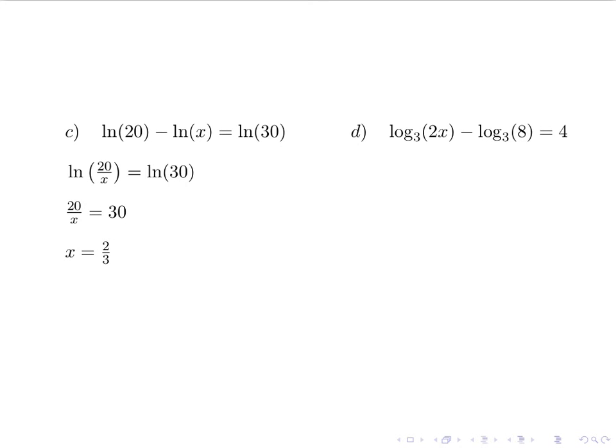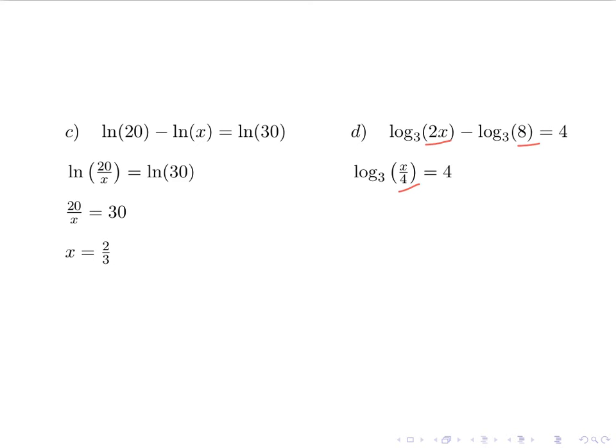So let's try another one. Log base 3 of 2x minus log base 3 of 8 equals 4. So I have here a term that does not have a log. And if that's the case, I want to put my constant on one side and all my logs into a single log on the other side. So just like before, I've got a log minus a log. I want to simplify that using division. So 2x divided by 8 is x over 4.